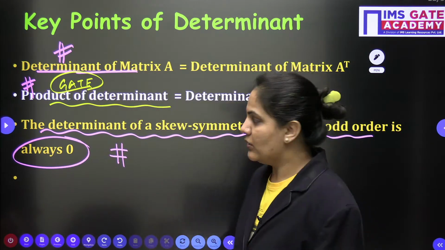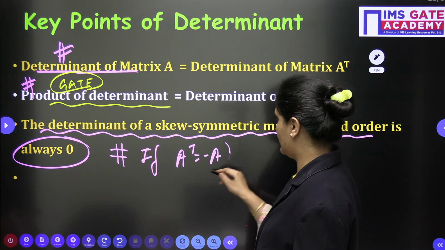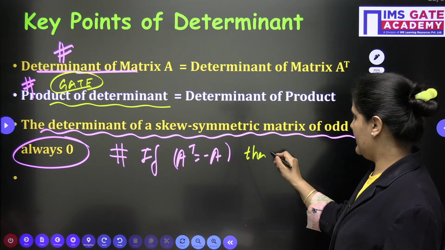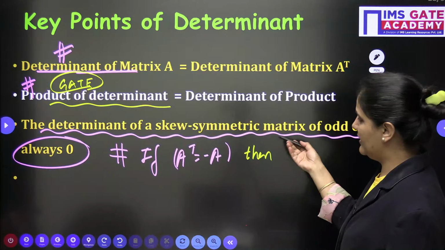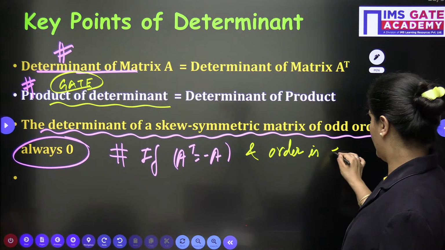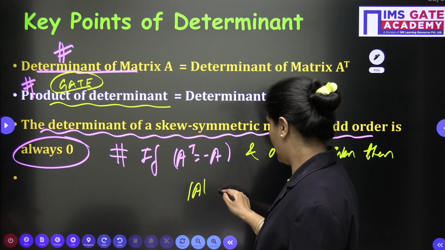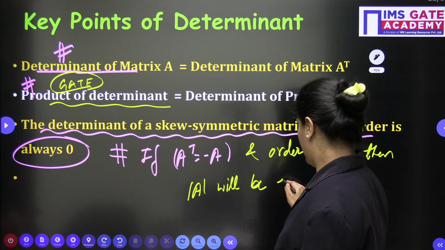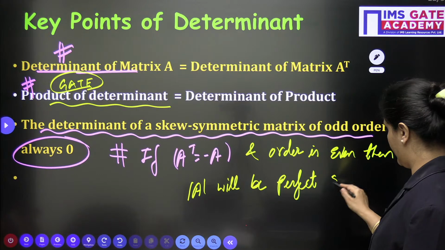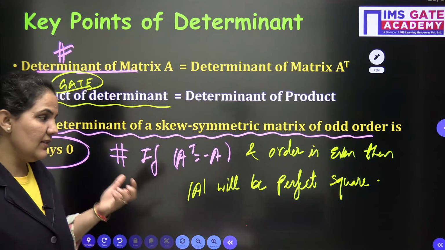a perfect square always. So you can add here, for the skew symmetric matrix, which is saying A transpose is equal to minus A, and the order is even, then the determinant will be a perfect square. So whether it will be 4, 9, 16, you can understand this one, perfect square. You can check with any example. So what is the property? Again a very important property.